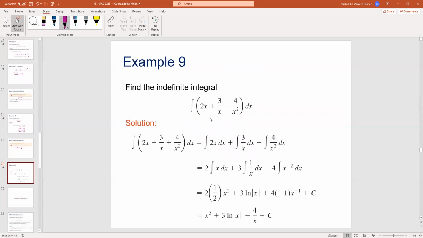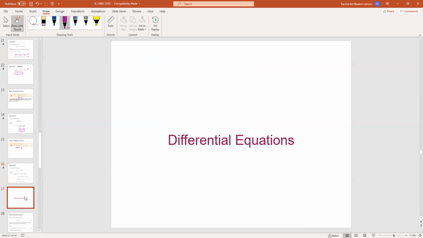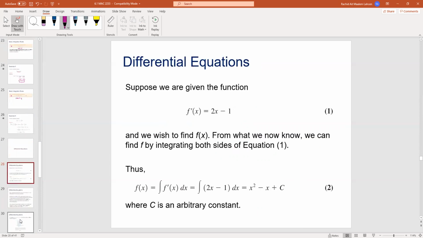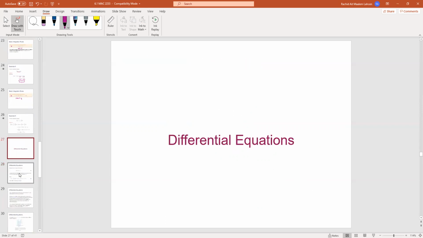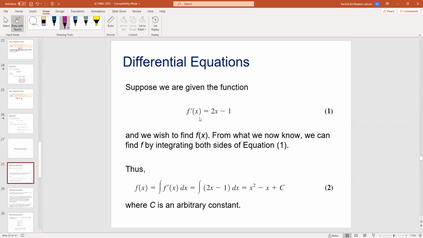All right, so probably pause the video, follow these, they're not a problem now. They're pretty clear. So let's just give you some ideas. What is a differential equation?